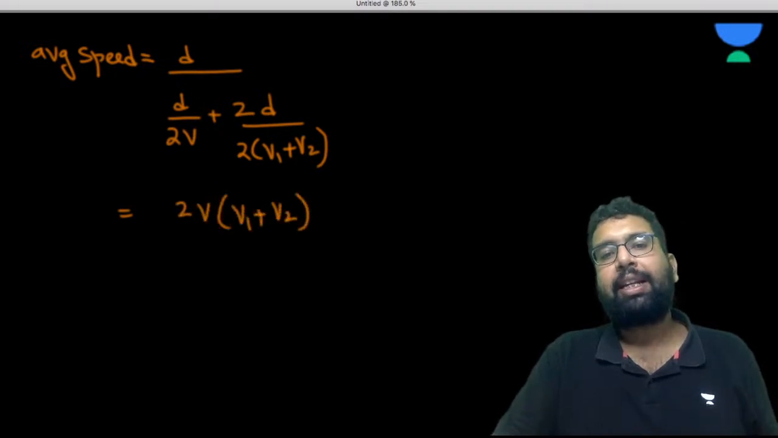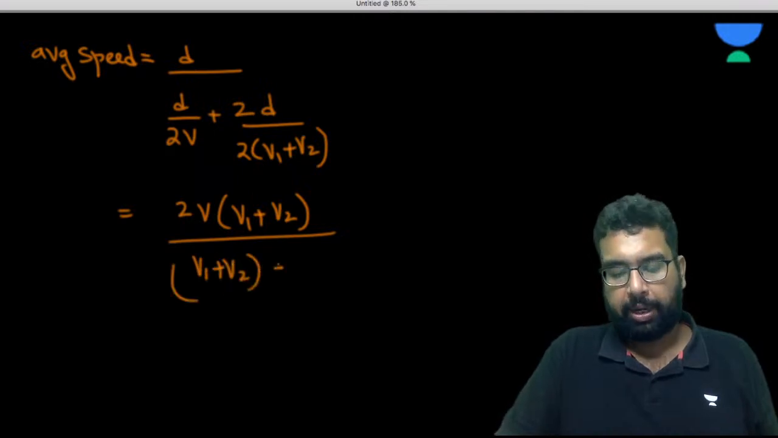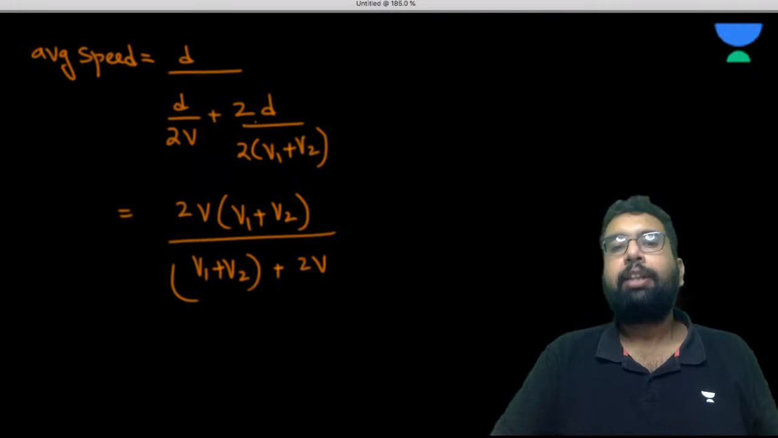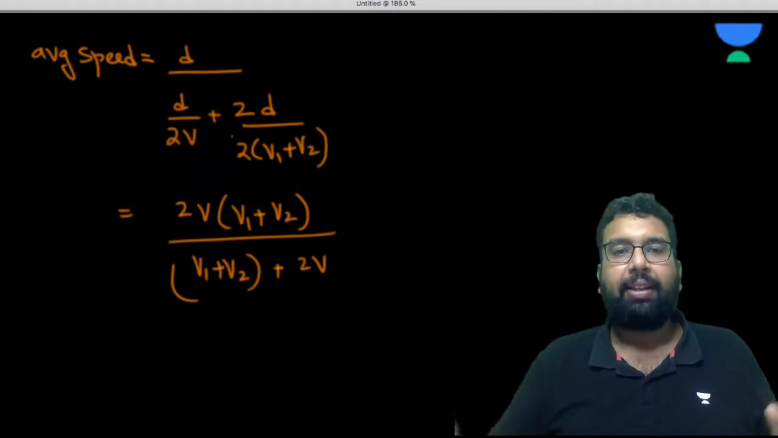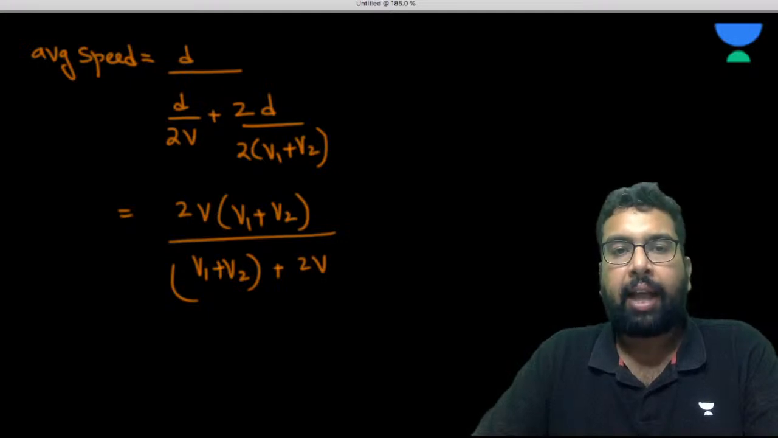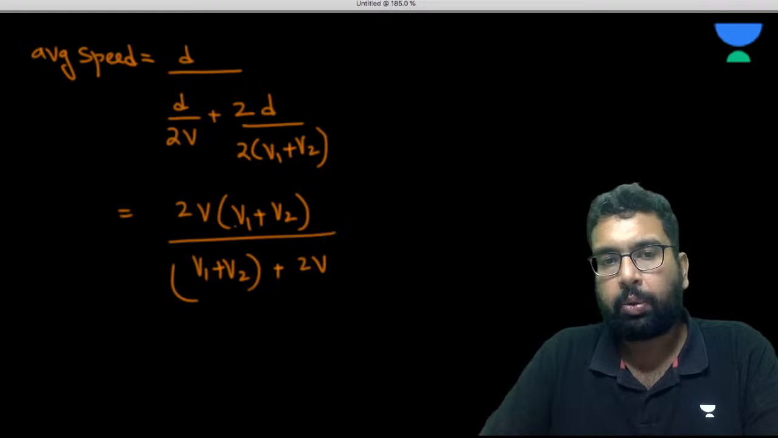Obviously d and d are getting cancelled out, right? And I have taken the LCM, so it is going to be v1 plus v2, and this is going to be equal to 2 times v. Okay, because this 2 is there now. Just taken the LCM, right? See, d cancelled out, then we have 1 upon v, and this 2 also we have taken into the LCM.